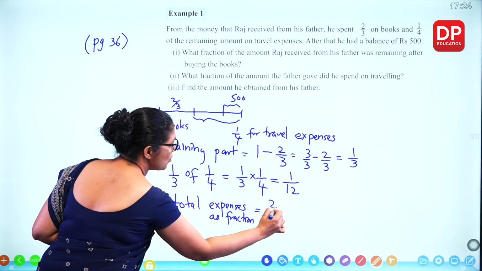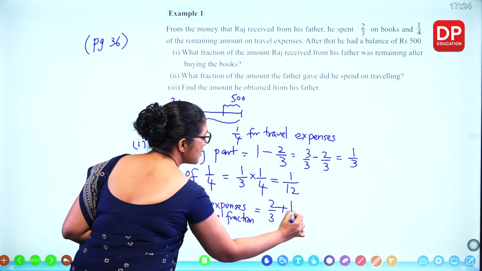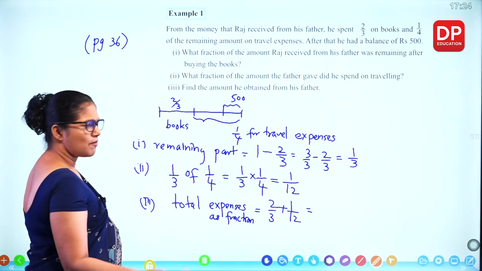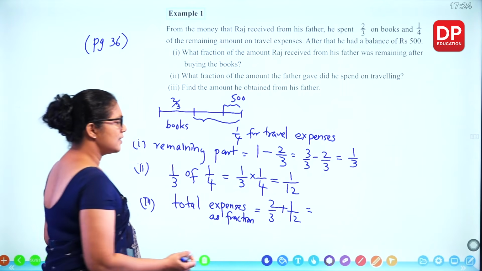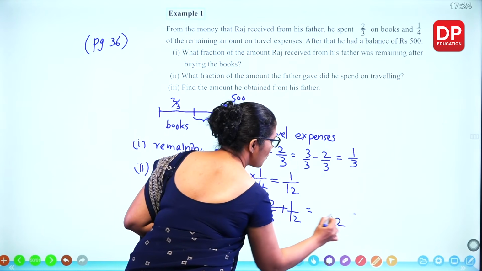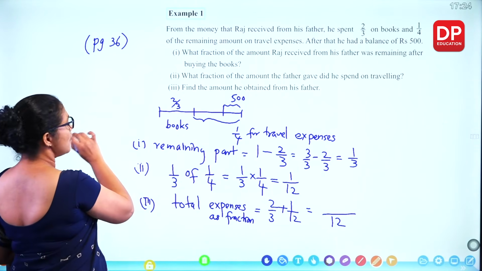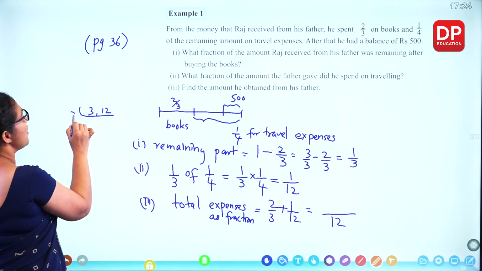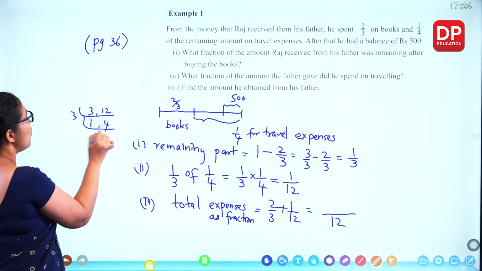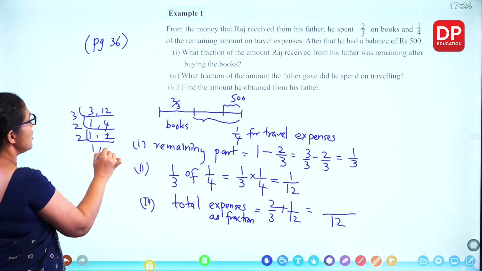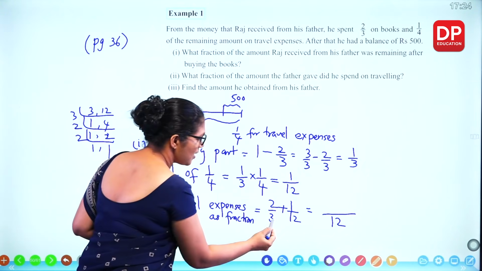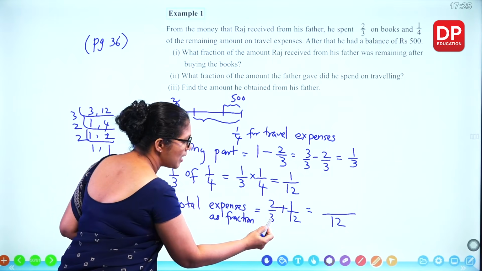You can add 2/3 plus 1/12. So what's that? 3 and 12. What's the lowest common multiple? We can see that's 12. If you can't do it at once, divide and see. 3 and 12, you can divide by 3. This becomes 4. Divide by 2. Again divide by 2. 3 times 2, 6. 6 times 2, 12. Then how do you convert this? You need to multiply by 4.